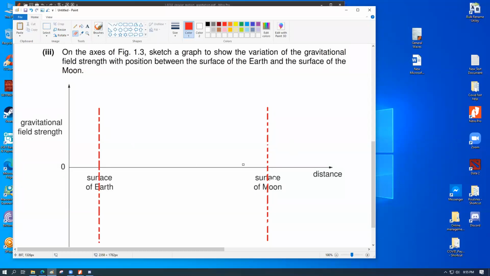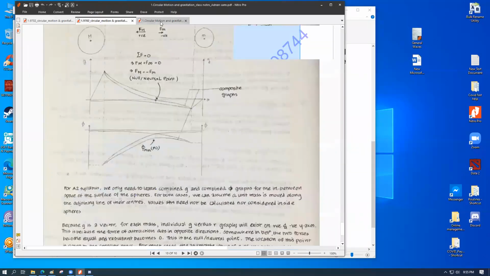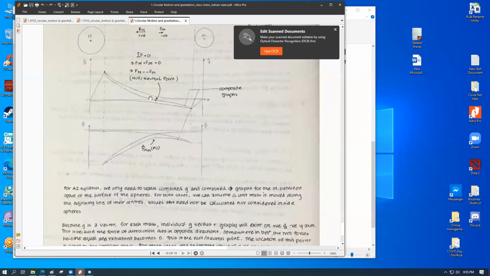So we're going to essentially keep our graph over here. Because they're asking only for the combined graph, we might as well not bother going through the trouble of drawing the two individual lines, the individual gravitational field strength line for this one and for that one. We might as well draw the whole combined line. And to draw the combined line properly, we need to consider a couple of factors.